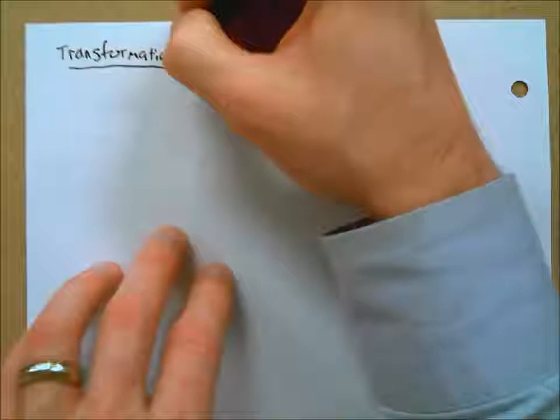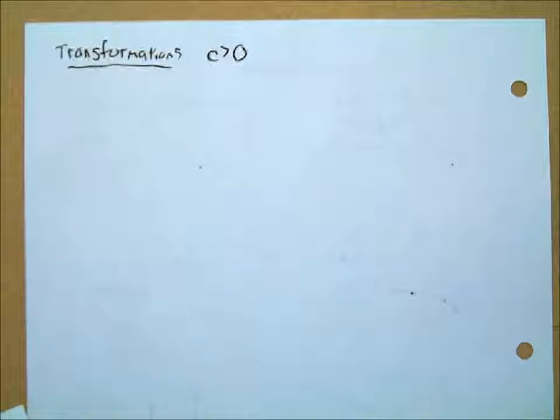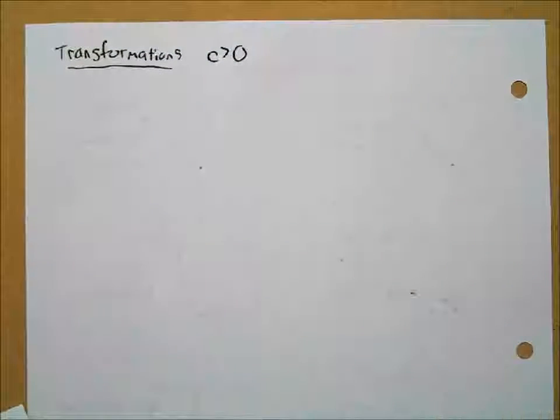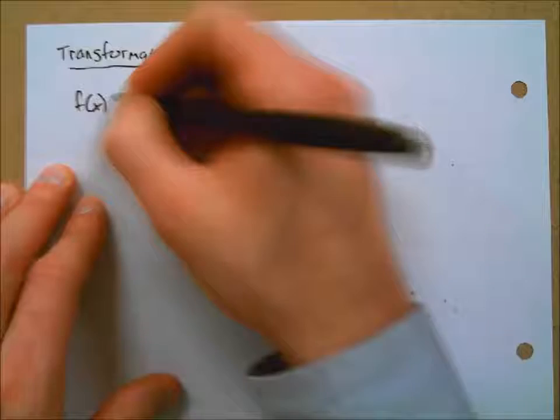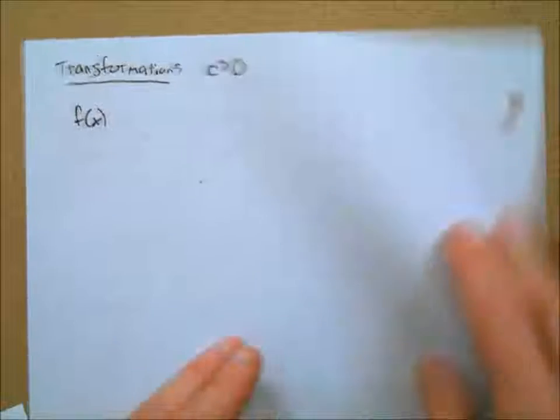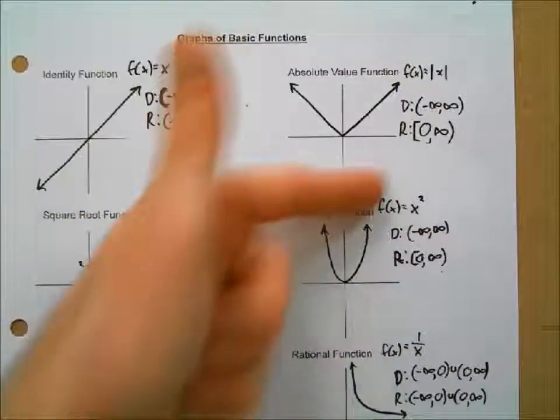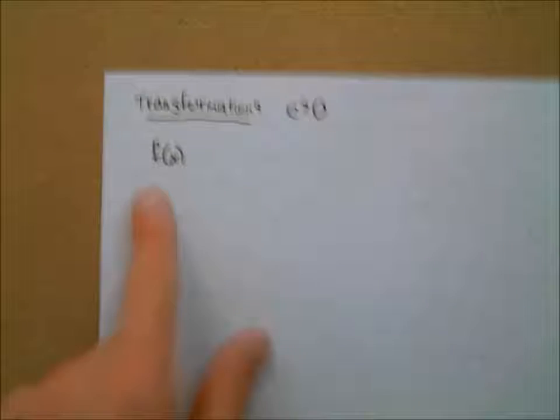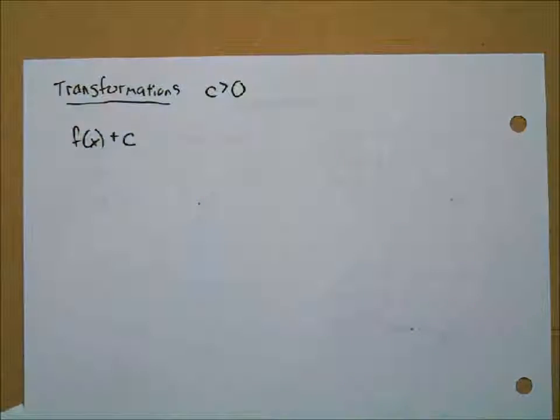Okay. And for these, we're going to assume that the number c is greater than 0. If we take our function f of x, these are all defined as f of x's. If we take one of those functions, f of x, and we add that positive c to it, how will that transform the graph from the original parent to f of x plus c? How does that transform the graph? What does that do?